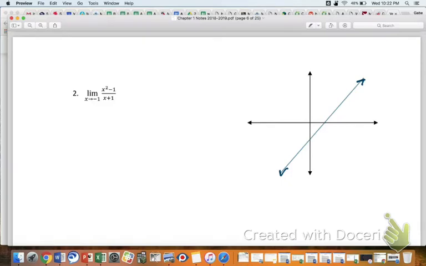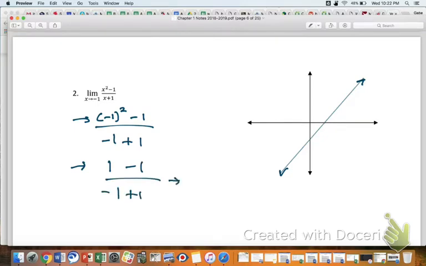So let's try direct substitution. When you try that, you end up with negative 1 squared minus 1 over negative 1 plus 1. We try to evaluate this, and we end up with 1 minus 1 over negative 1 plus 1. Well, that's 0 on the top and 0 on the bottom. The 0 on the top is not a big deal, but that 0 in the denominator is a major issue. We've got a problem. You can't divide by 0.